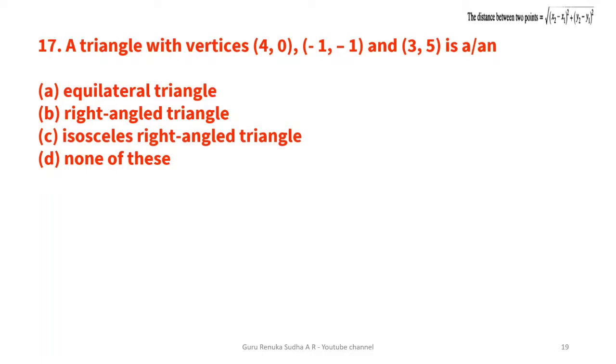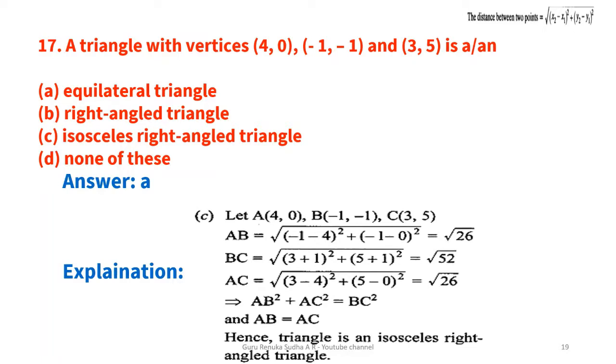Substituting the values of x1, y1 like that, you have to use the distance formula. The triangle means 3 sides: AB, BC, CA. For each side apply the distance formula, calculate the value, then by using the Pythagoras theorem you can easily say what kind of triangle this is.